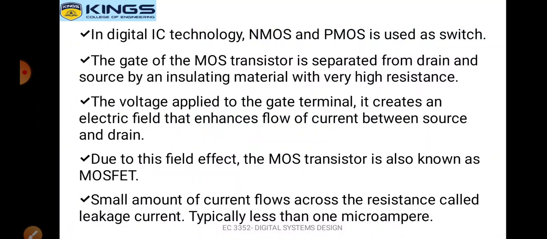In between the source and drain, the current that flows will be very small. A small amount of current only flows across that resistance. That current is called leakage current, and its value is typically less than 1 microampere.